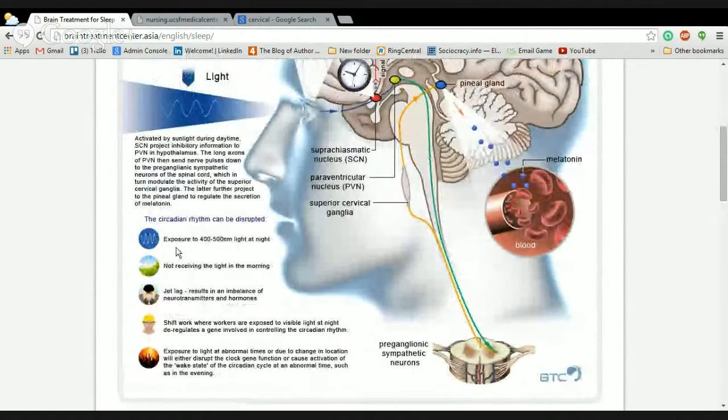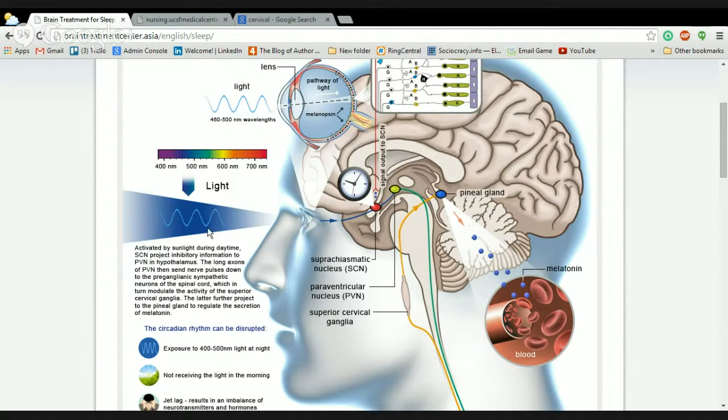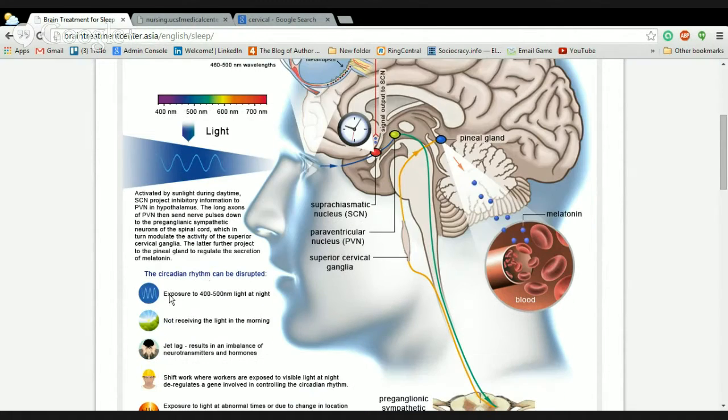And these are the things that disrupt them. Exposure to 400 to 500 nm light at night. On this graphic, I really would have wished they would have said spectrums around the blue light, because I read that and didn't know what that meant until I kind of put 2 and 2 together. So from the 400 to the 500 nm, just put blue light there, guys. And then maybe this up here.